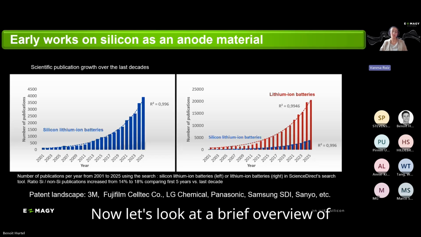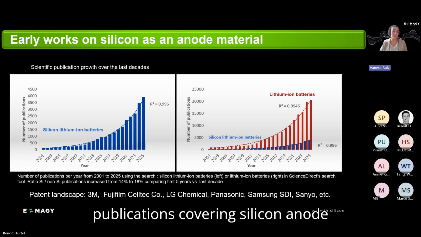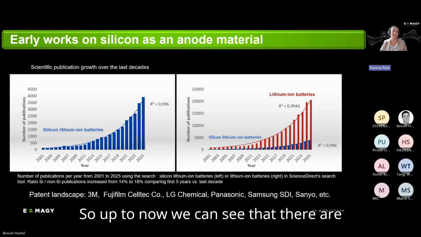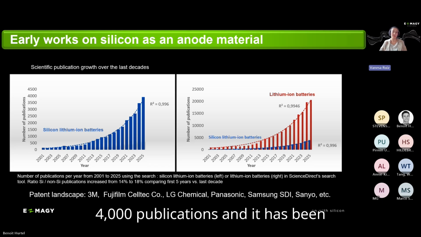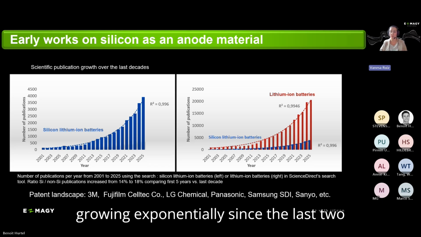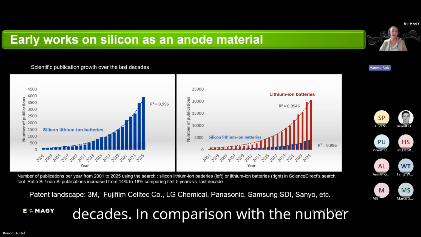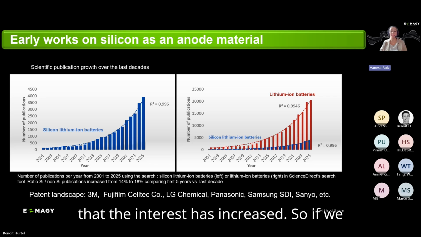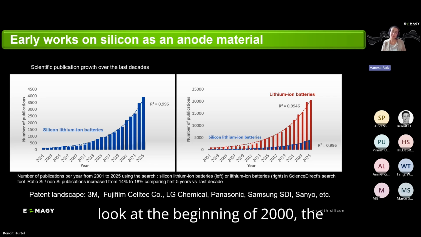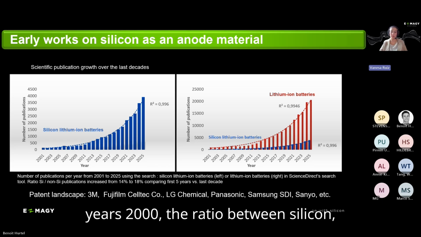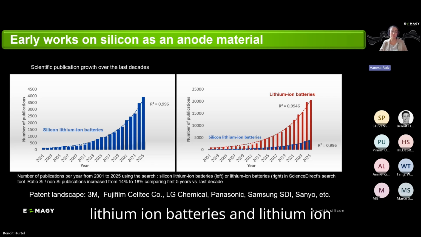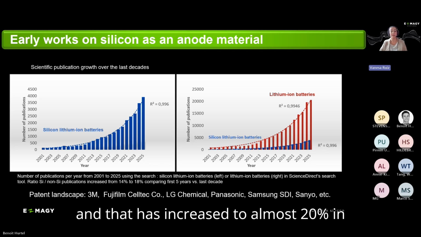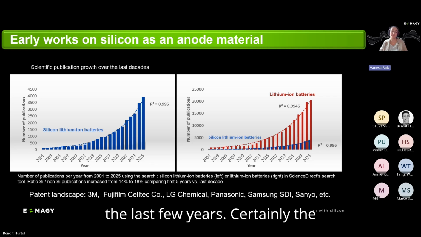Now let's look at a brief overview of academic publications covering silicon anode materials. Up to now, we can see that there are 4,000 publications, and it has been growing exponentially over the last 2 decades. In comparison with the number of publications that cover lithium-ion batteries as a whole, we can also see that the interest has increased. At the beginning of the 2000s, the ratio between silicon lithium-ion battery publications and lithium-ion batteries in general was around 13–14%, and that has increased to almost 20% in the last few years.